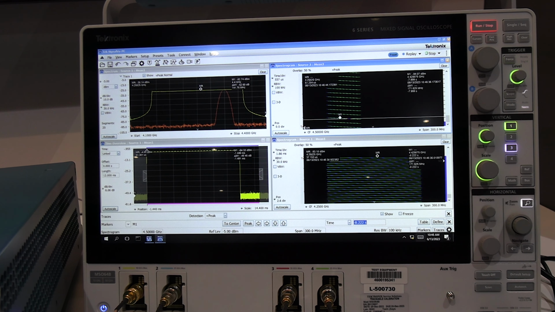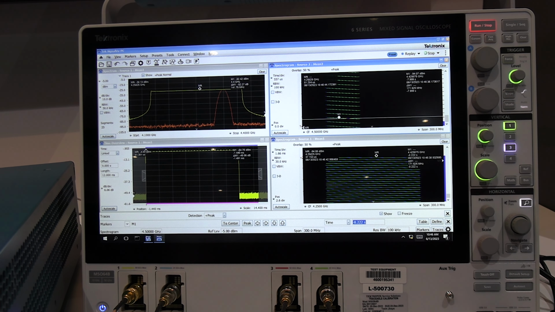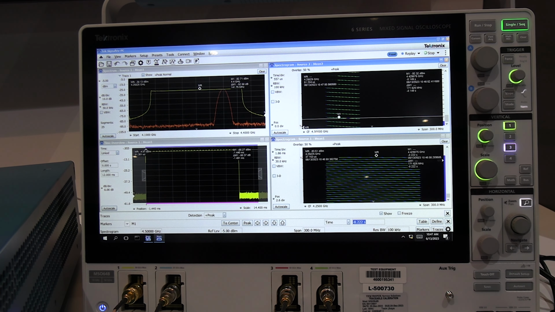So what we're looking at is SignalVu capturing a complex signal, triggering it on one event, and simultaneously looking at the spectrum at one frequency and another frequency at the same time, because each of the channels is individually tunable to its own DDC frequency, so you can see complex signals, even if they're buried next to each other with different frequency content.